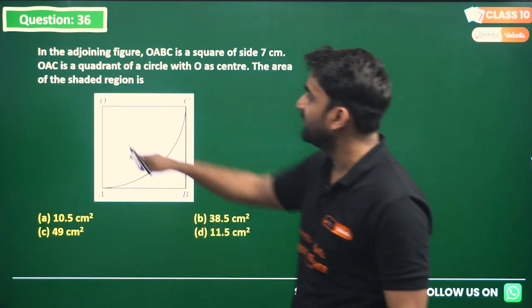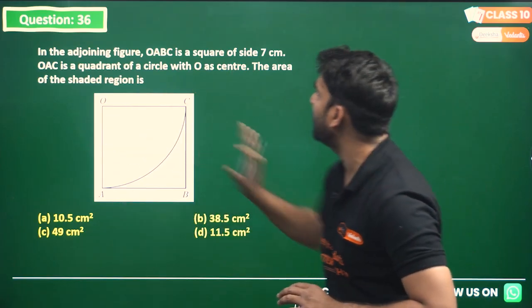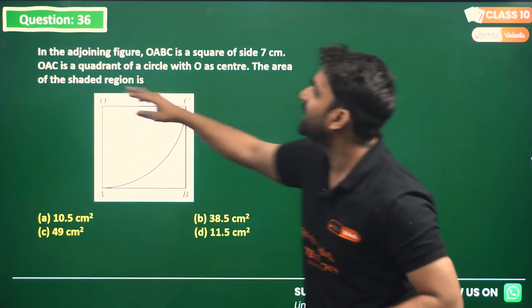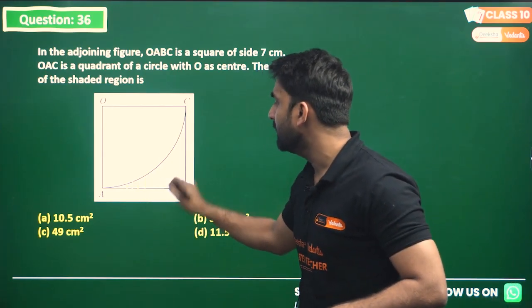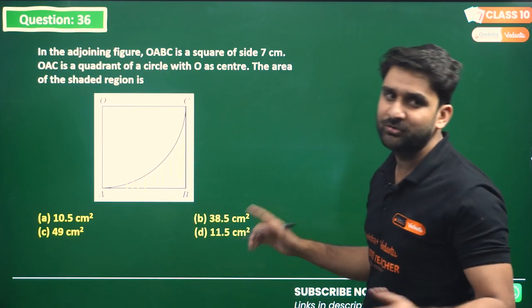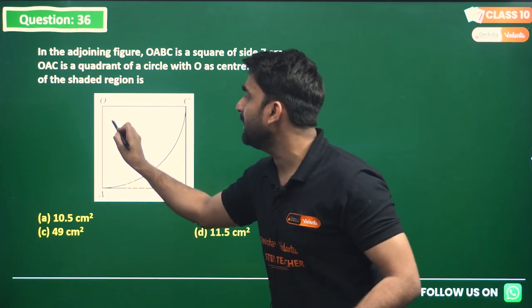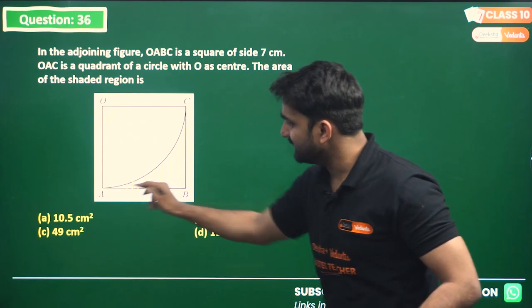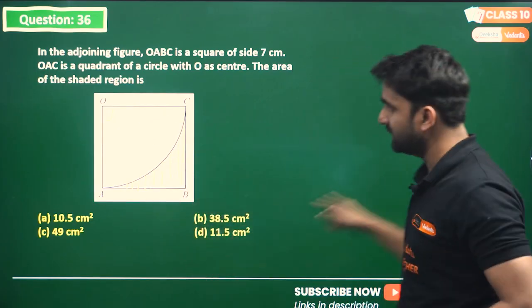Moving to question number 36. In the adjoining figure, OABC is a square, and we have to find the area of the shaded region, and this is your shaded region. By using the formula for the area of the square, and since this is a square, this angle will be 90 degrees. So there is a quadrant. If you subtract the area of the quadrant from the area of the square, you can get the result.